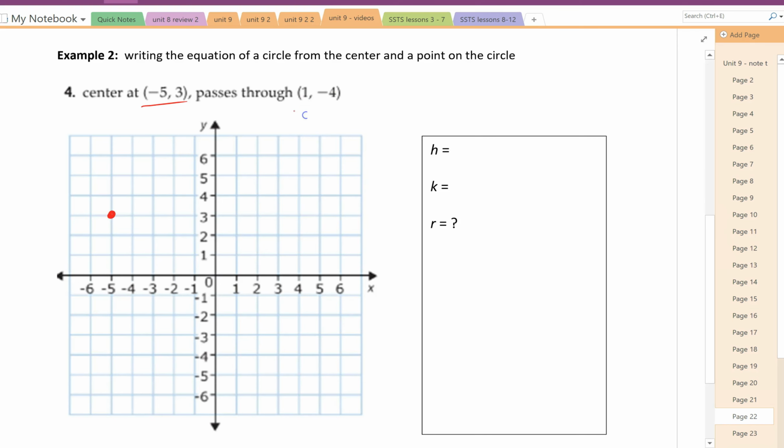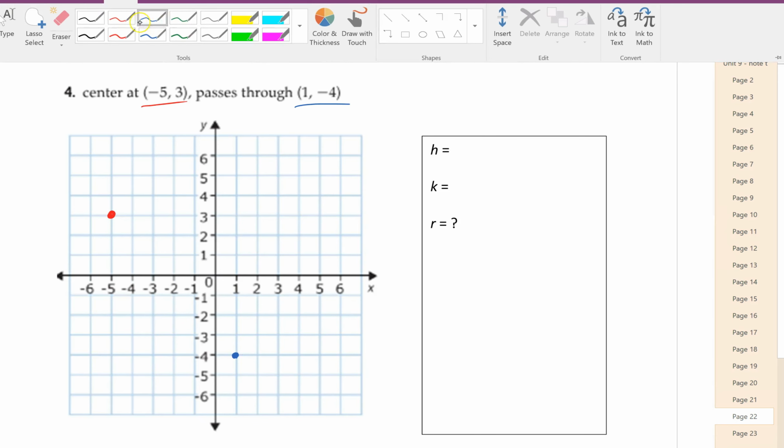And then I'm going to do the point that it passes through in a different color. I'll do that one in blue. X is 1, y is negative 4. And so if the center is up here and it passes through a point clear down here, this is going to be kind of a large circle, right?